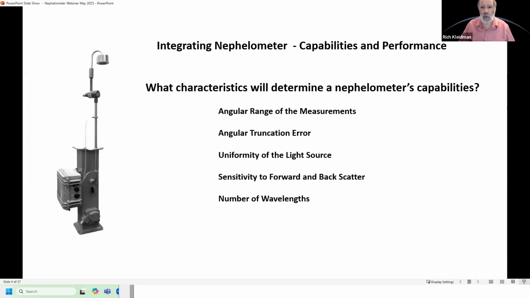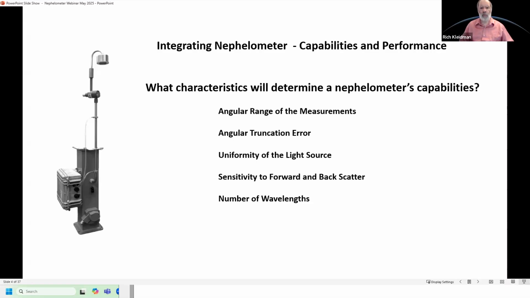So in general, when you're trying to evaluate capability and performance of an integrating nephelometer, what you want to look at is the possible angular range of the measurements. Because no instrument can measure the full range of angles, we'll talk about why that is later. There's something called angular truncation error. So that's important, the degree of error and how you account for it. It's important, the uniformity of the light sources you're using internally in your instrument. That will really affect the quality of the measurements.